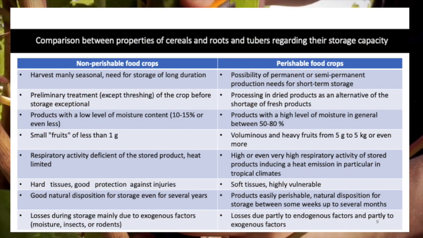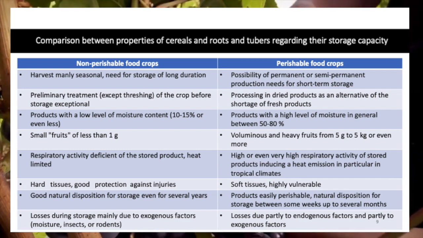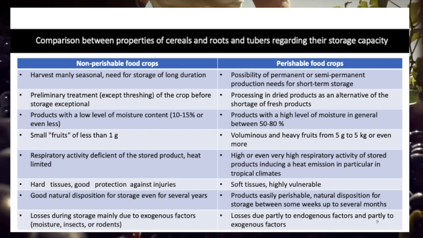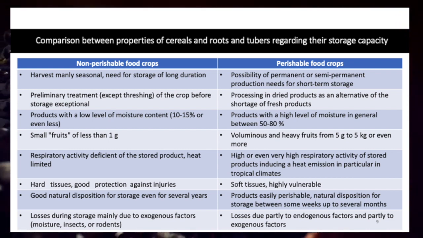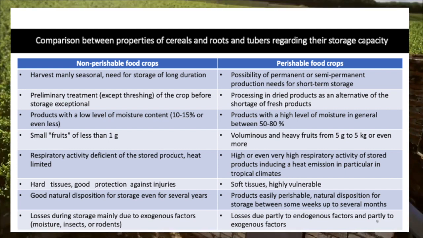This table shows the comparison between the properties of non-perishable food crops and perishable food crops. The non-perishable food crop is a product with a low level of moisture and weight less than 1 gram, while the perishable food crops are products with a high level of moisture and weight from 5 grams to 5 kilograms.